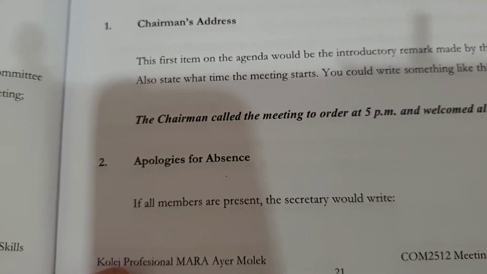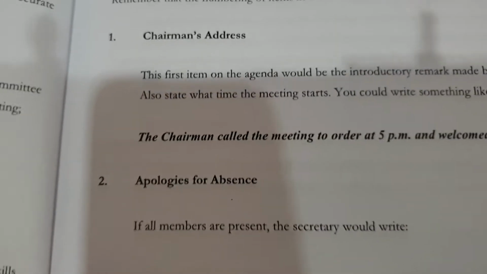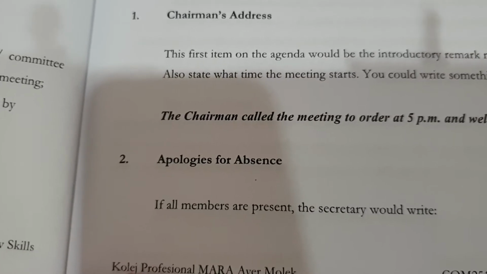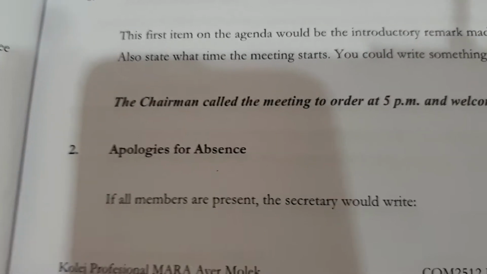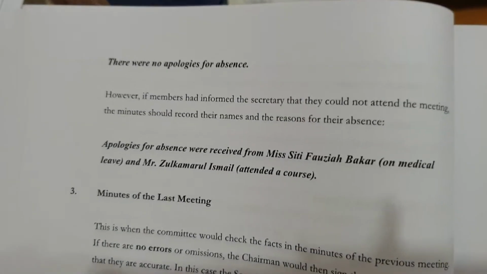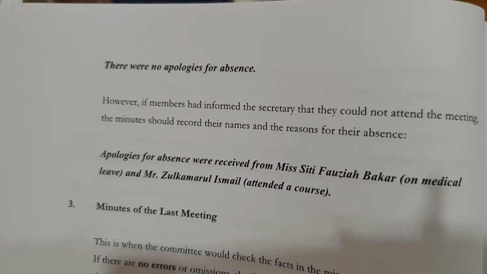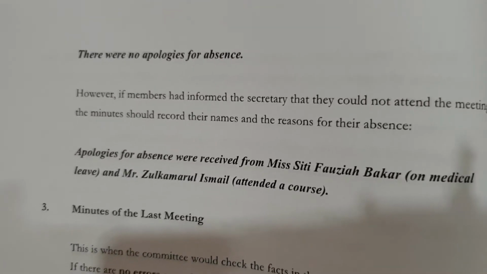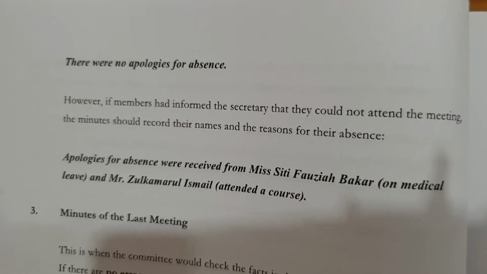So we have the second heading, followed exactly like what we have in the agenda. Second item is apologies for absence. So the second heading is apologies for absence in the minutes. If all members are present, the secretary would write, there were no apologies for absence. So if the secretary writes there were no apologies for absence, it means that everyone was present at the last meeting. Nobody was absent.